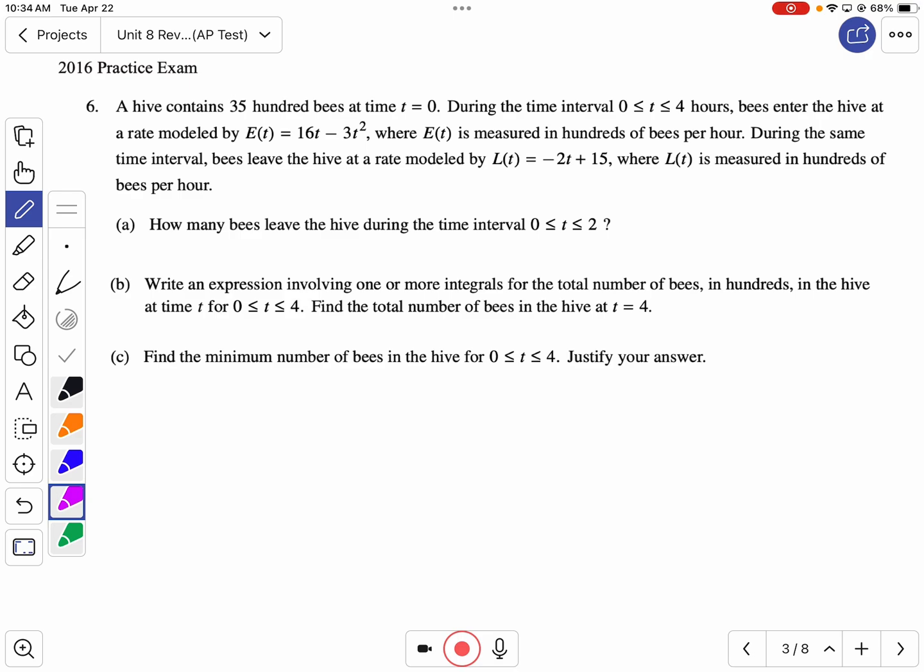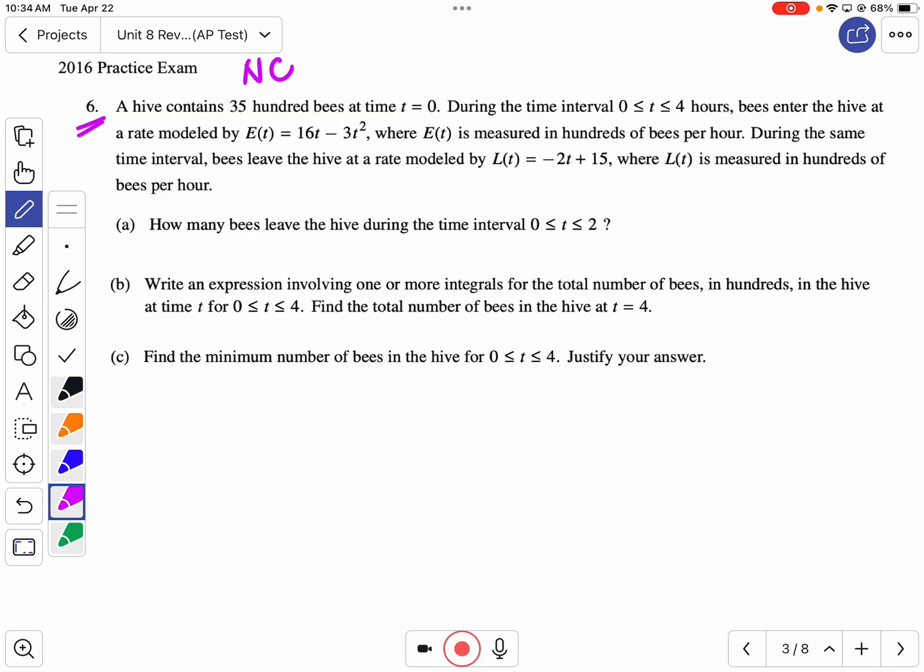All right, so let's take a look. We've got a 5. We've got a hive that contains 3,500 bees at time t equals 0. During the time interval from 0 to 4 hours, bees enter the hive at a rate modeled by E of t, where E is measured in hundreds of bees per hour. During the same time interval, they leave the hive at a rate modeled by L of t, where L of t is measured in hundreds of bees per hour.